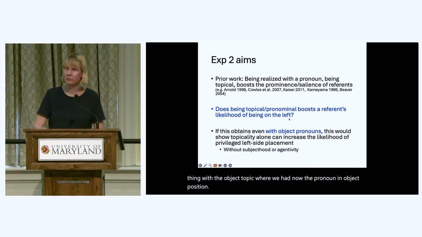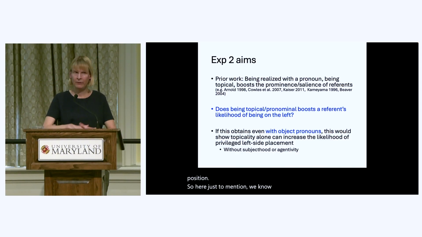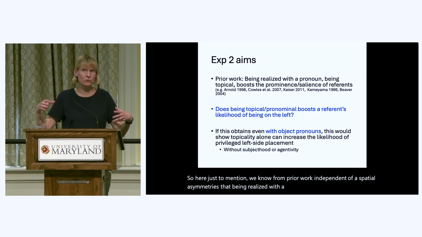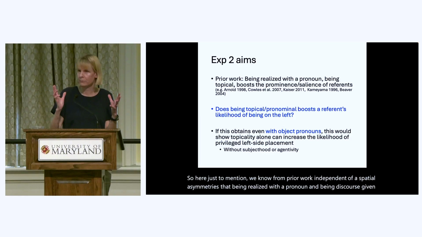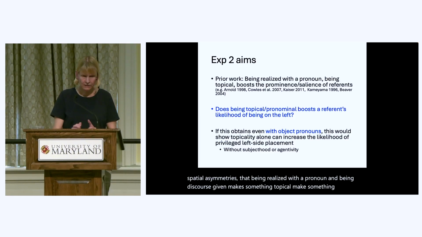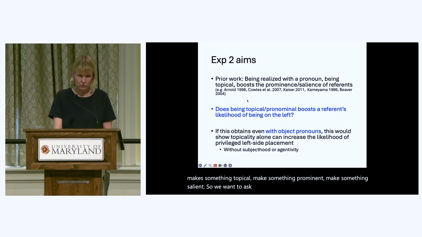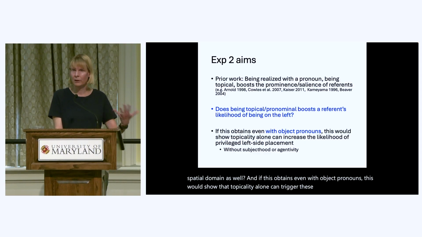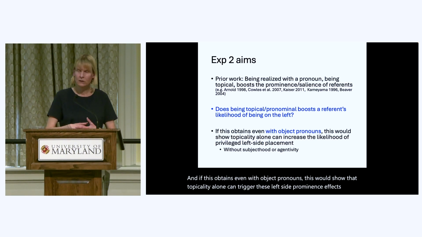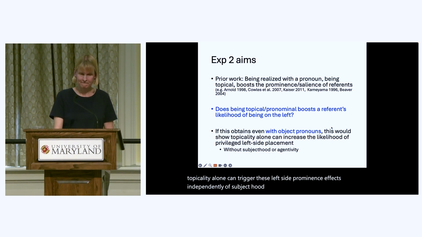So here, just to mention, we know from prior work, independent of the spatial asymmetries, that being realized with a pronoun and being discourse given makes something topical, makes something prominent, makes something salient. So we want to ask, does this show up in the spatial domain as well? And if this obtains even with object pronouns, this would show that topicality alone can trigger these left side prominence effects independently of subjecthood or agentivity.